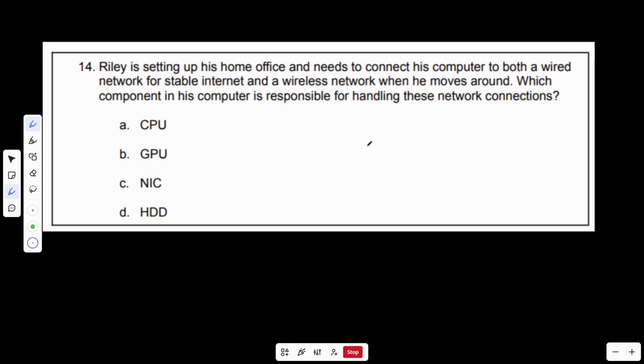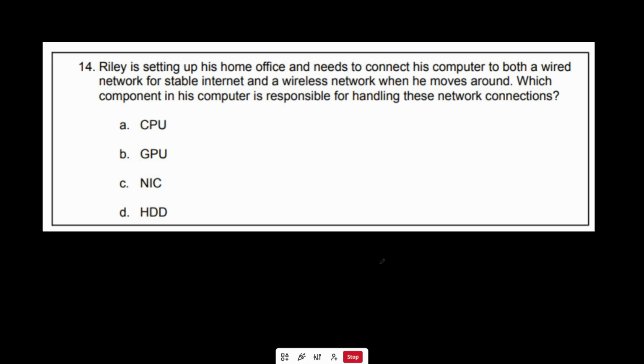Next question. Riley is setting up his home office and needs to connect his computer to both a wired network for stable internet and a wireless network when he moves around. Which component in his computer is responsible for handling these network connections? A, CPU, B, GPU, C, NIC, or D, HDD?